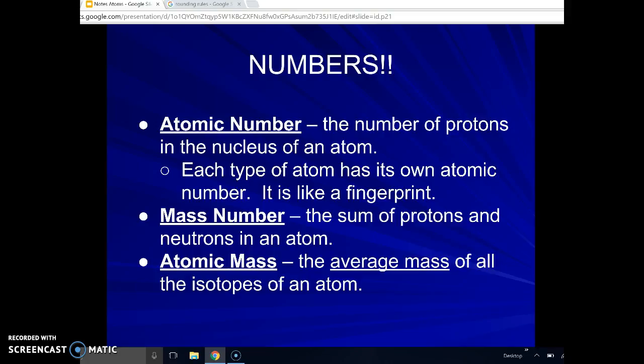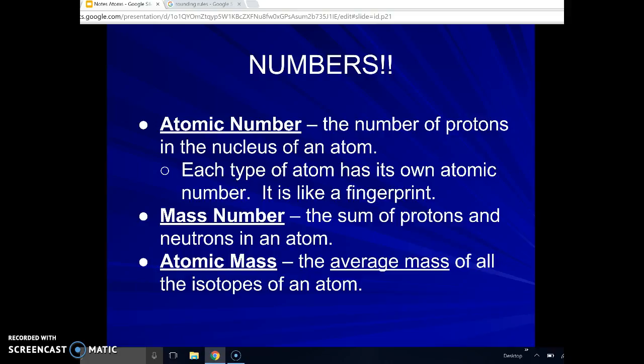So when you take a look, you're going to see an atomic number. That's the number of protons in the nucleus of that atom. And as we keep discussing, every atom, every element has its own specific number of protons. It's like its fingerprint, and so that atomic number is going to be the number of protons that are in the nucleus of that atom.